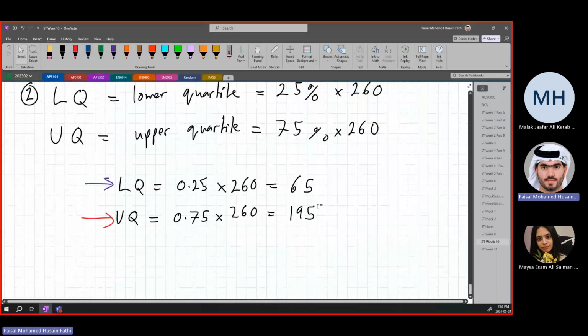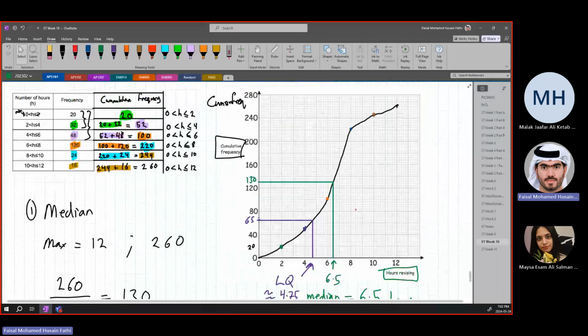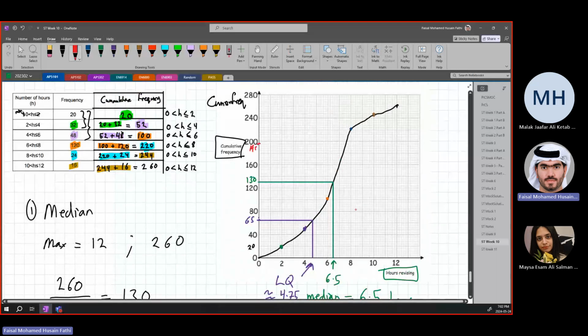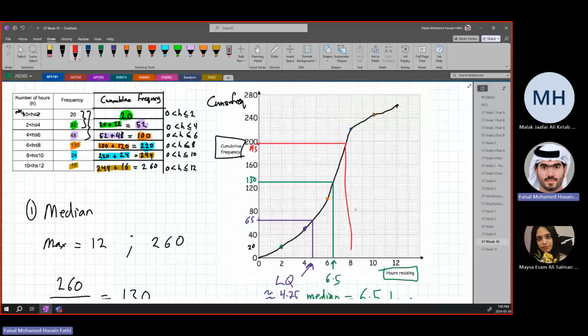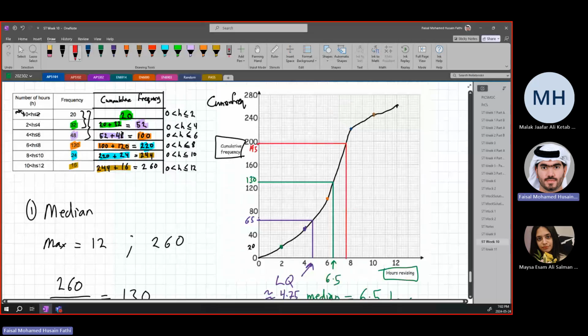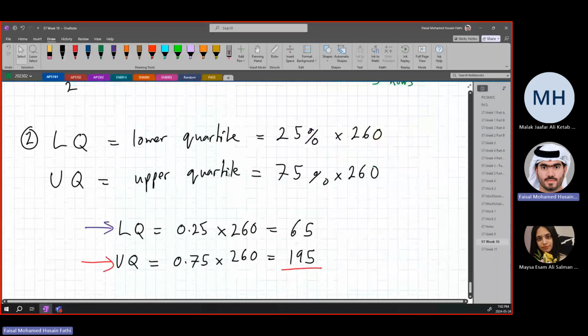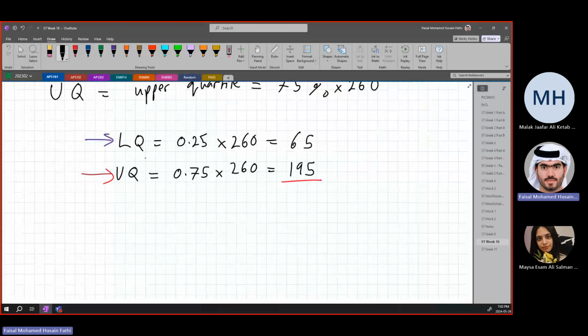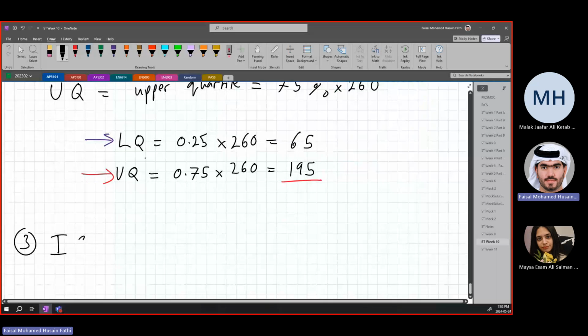Same thing again for the upper quartile, which I'll do in red. It is at a cumulative frequency of 195. Going up to 195, which is almost next to 200 over here, you draw a line to your actual graph, and then draw a line downwards to here. It is somewhere around the 7.75 mark. This is your upper quartile, which is roughly 7.75 hours of revising.